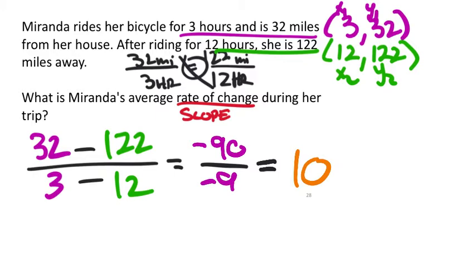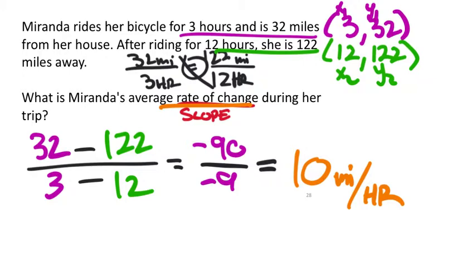So now it does want this as a rate, right? That's how many miles Miranda's going for every hour. Now, again, just to show that this wouldn't make sense as a proportion, 3 hours and 32 miles, 12 hours and 122 miles, neither of these would have given you 10 miles per hour on its own, but together they will, because it's after riding the bike for this many hours.